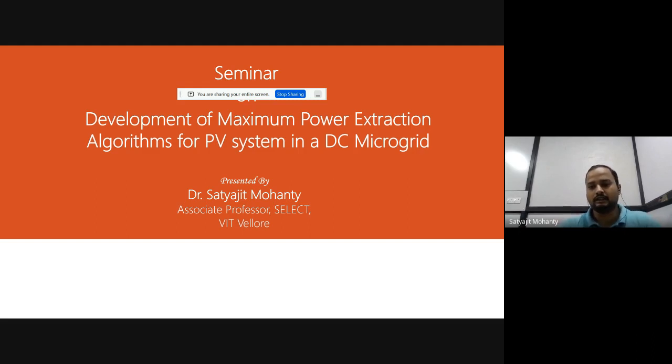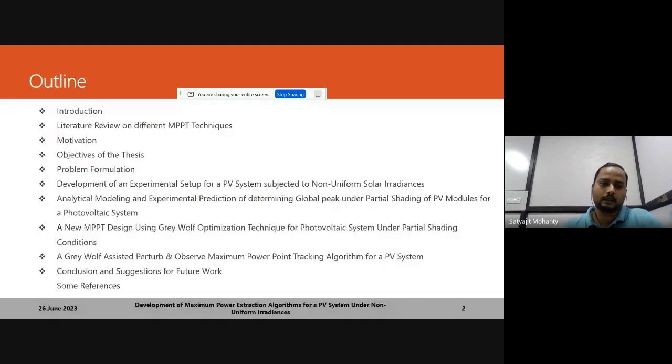We all know that DC microgrid is a very huge area in which we get to work in different modes like decentralized, centralized, and distributed. Among these, I will be focusing on the DC-DC converter part: how to extract maximum possible power from the solar photovoltaics in any scenario, meaning uniform insolation or non-uniform insolation.